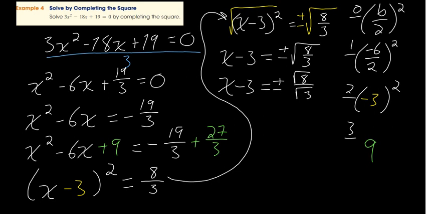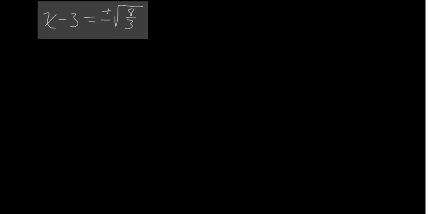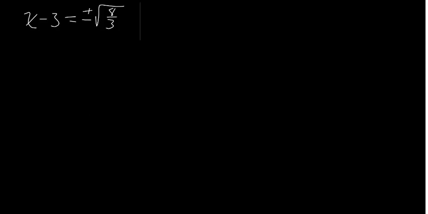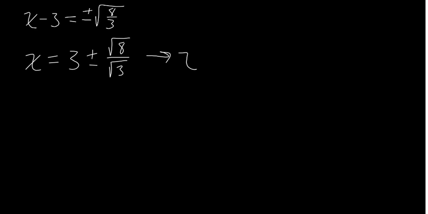Let's do this on a new page. It's getting a little tight. Okay, so from here, I'm going to go ahead and add 3 to both sides. So x is equal to 3 plus or minus, and I can split this radical up into the square root of 8 over the square root of 3. Then I know that the square root of 8 has a perfect square inside of it, it's 4 times 2, right?